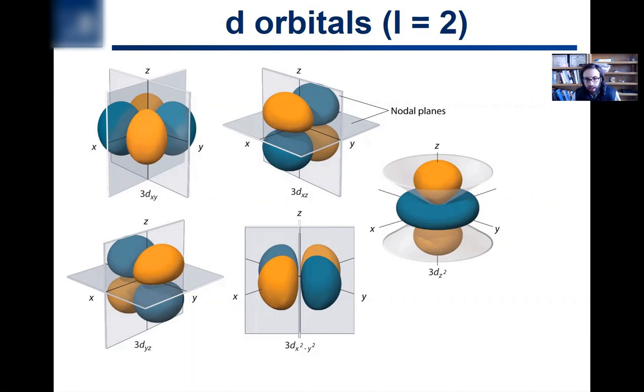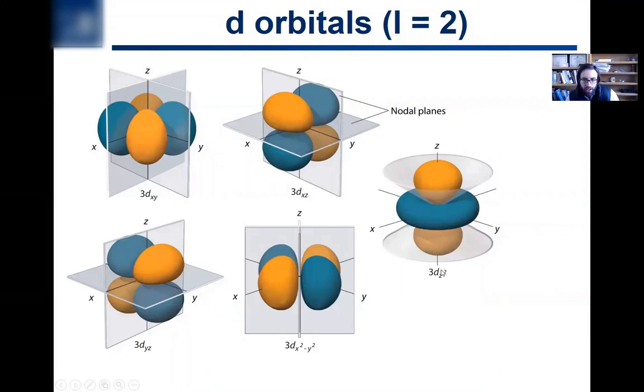Okay. So, here they are. Remember, XY, XZ, YZ all are very similar. There's clover-like lobe shapes. They have 2 nodal planes, and they have their lobes in between the axes, right? So coming out in between the axes. X squared minus Y squared is just like the XY. It's in the XY plane, but it's rotated 45 degrees. So the lobes are all on their axes, okay?